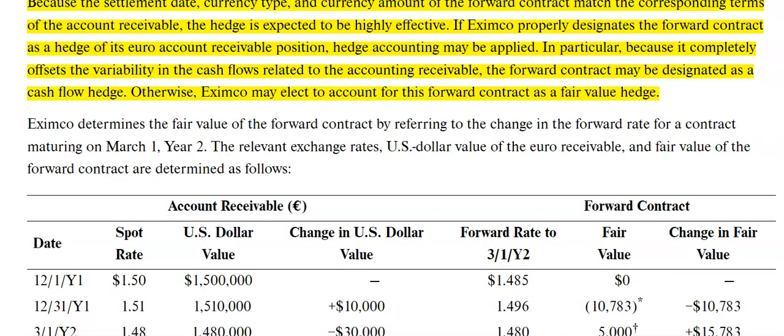Because the settlement date, currency type, and currency amount of the forward contract match the corresponding terms of the account receivable, the hedge is expected to be highly effective. If X & Co properly designates the forward contract as a hedge of its euro account receivable position, hedge accounting may be applied. In particular, because it completely offsets the variability in the cash flows related to the accounting receivable, the forward contract may be designated as a cash flow hedge. Otherwise, X & Co may elect to account for this forward contract as a fair value hedge.